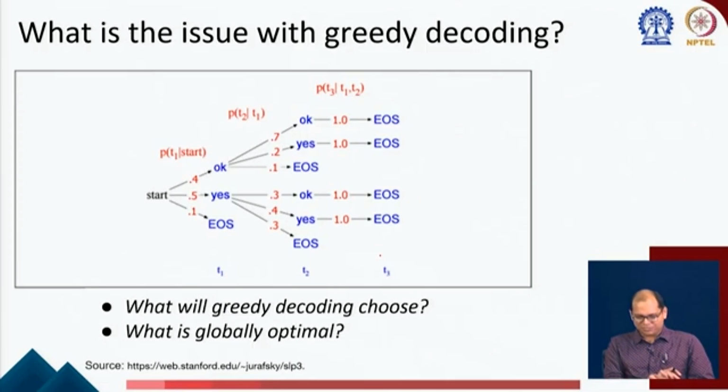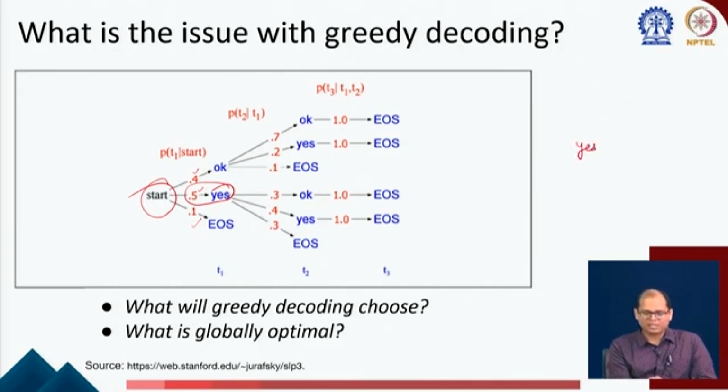So, let us take this example. This is a very toy example. So, you are starting from the start token and you have only 3 words, okay, yes, end of sentence, right, that you can generate. So, in the starting you have a probability distribution, you can give 0.4 probability to okay, 0.5 to yes, 0.1 to EOS. So, what would you do with the greedy decoding? I will always choose the word with the highest probability, I will choose yes. Okay. So, I have generated yes.